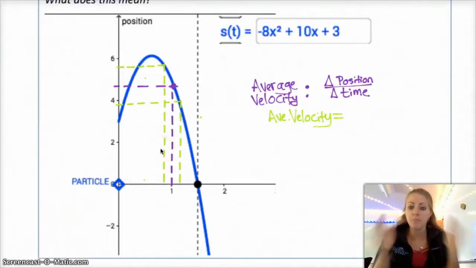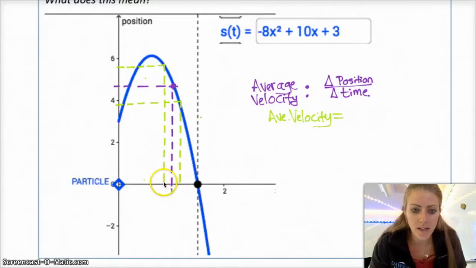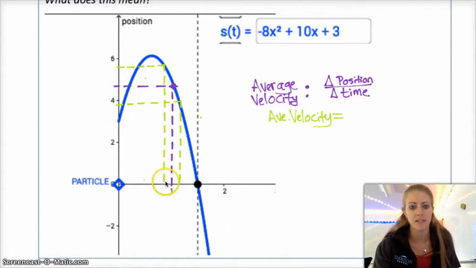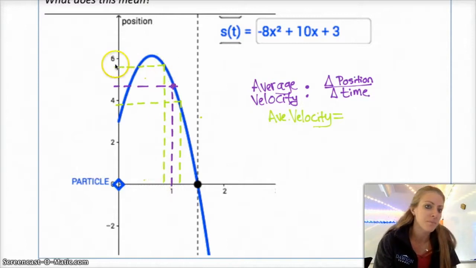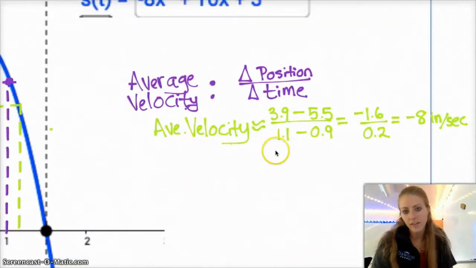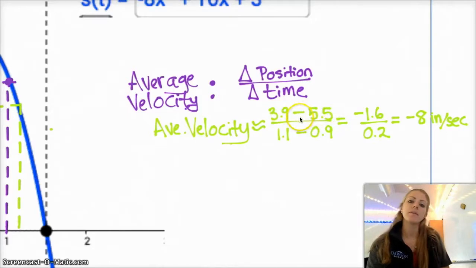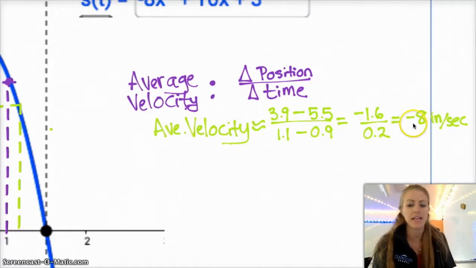So in this case, right, if I move my time closer to the time I'm interested in, I get a better estimation for the velocity at that moment. So here, again, this is an estimate, right? So say this is approximately 0.9 seconds, and my height is approximately 5.5. And then here my time is 1.1, and my height is approximately 3.9. So in this case, right, my average velocity is my change in position, 3.9 minus 5.5, over the change in time, which is 1.1 minus 0.9, and that is equal to about -8 inches per second, right?